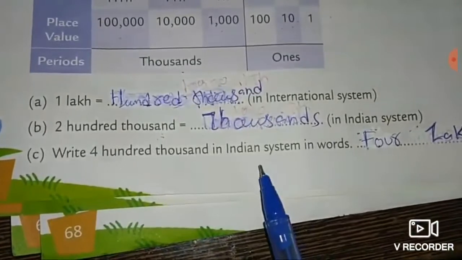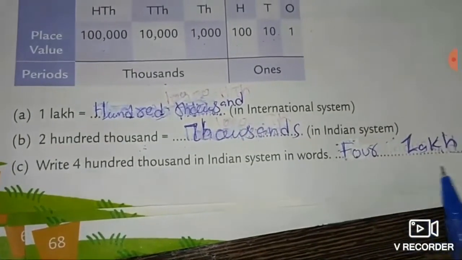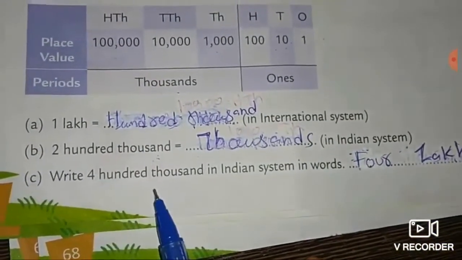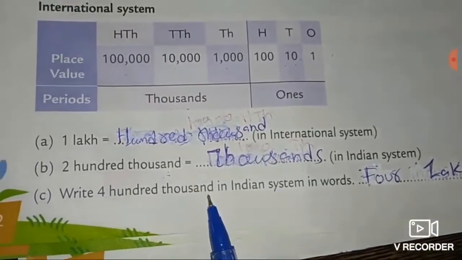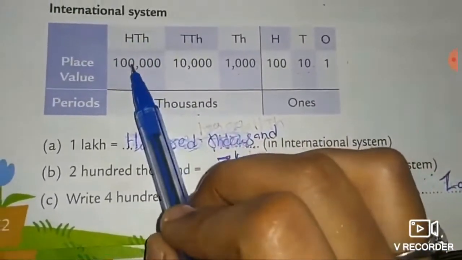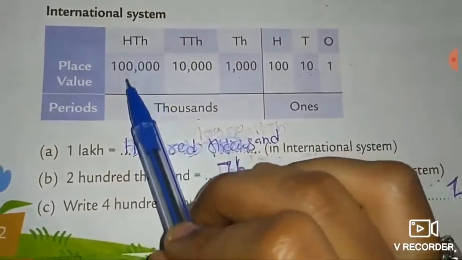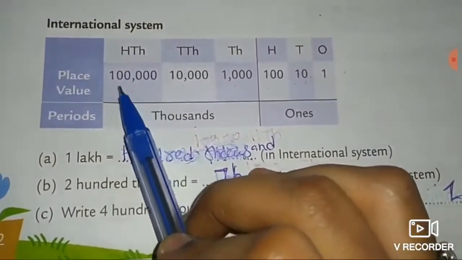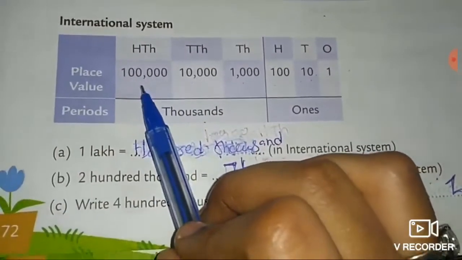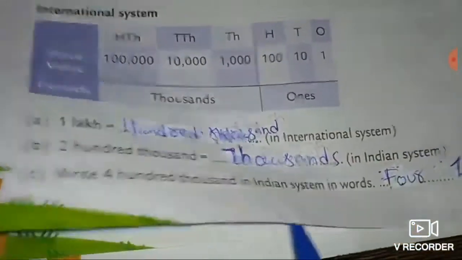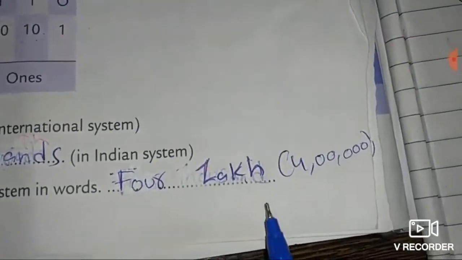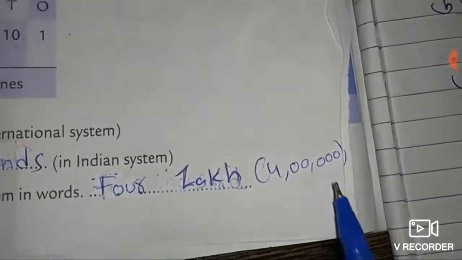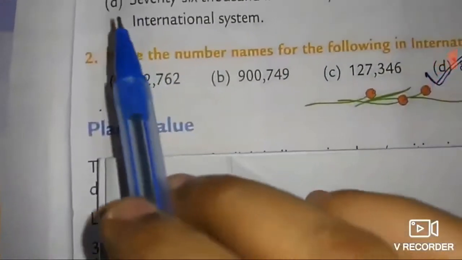Write 400,000 in the Indian system in words, dash. 400,000 in the Indian system. 400,000 is in the international system. That means if 1 lakh is there, then you should write in the international system 400,000. If 400,000 is there in the international system, then you should convert it into the Indian system as 4 lakh and write in figures. Next, D1.